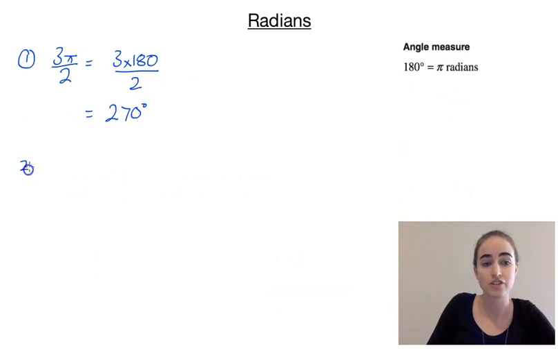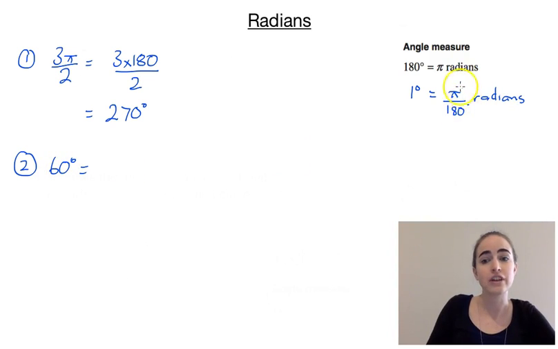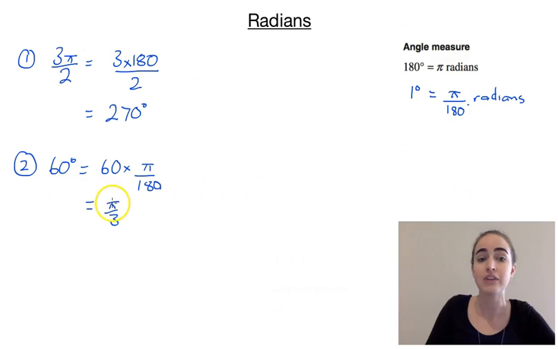Right, let's have a look at question 2. This time we've got 60 degrees and we want to convert that into radians. To do that, we're going to manipulate this. If we know that 180 degrees is equal to pi radians, then that means that 1 degree would be equal to pi over 180 radians. So if we've got 60 degrees, we're going to multiply this by 60. So we're going to have 60 times pi over 180. And that will give us pi over 3 if we leave it as an exact number.